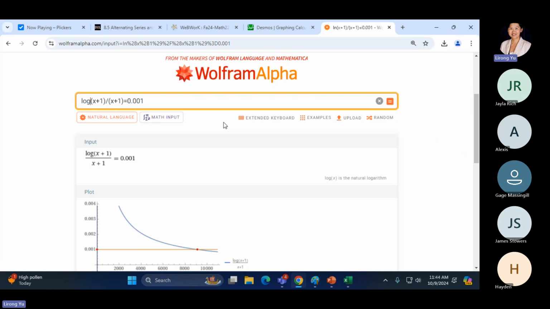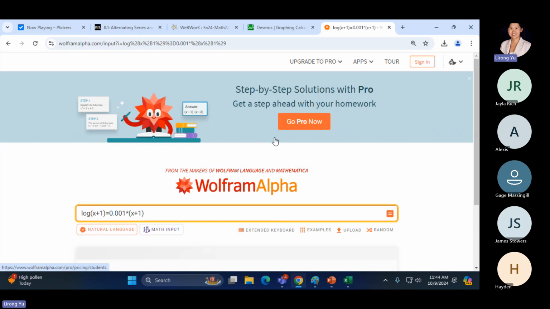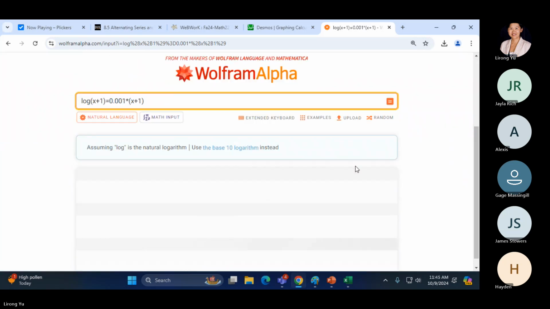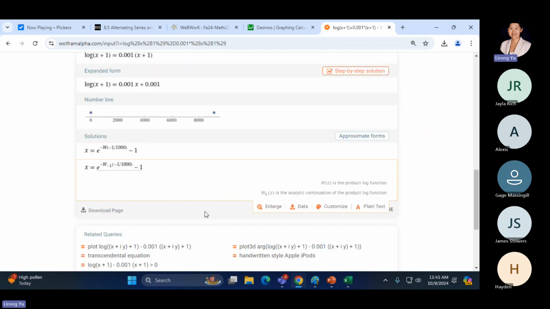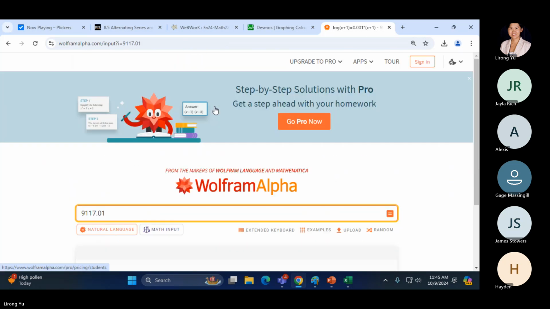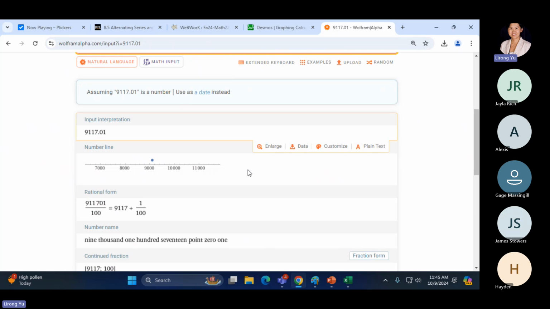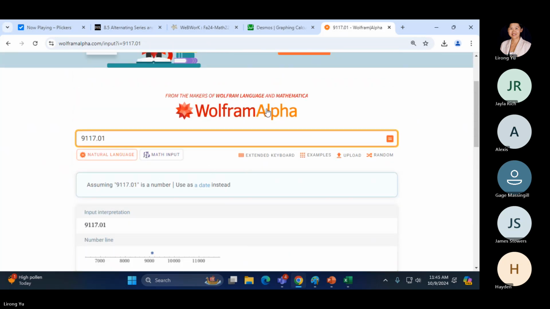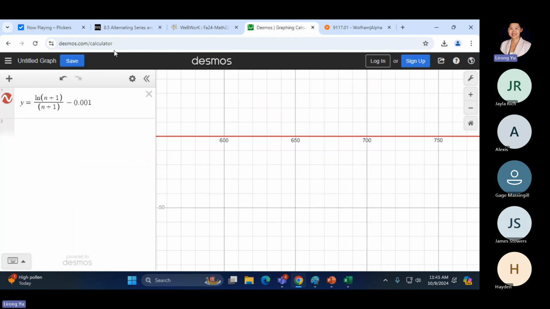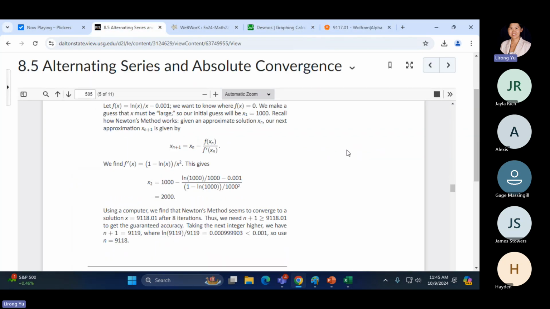Maybe we can try multiplying both sides of the equation by x plus 1. That makes it a little more visible. But anyway, I do believe we don't have to do this as long as we find our solution. In the picture, it's really large. Let me see what was being presented.